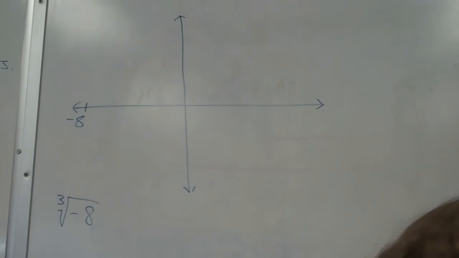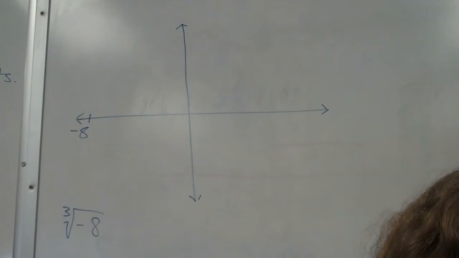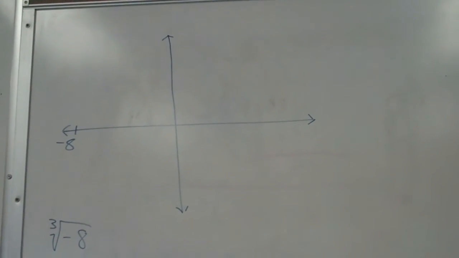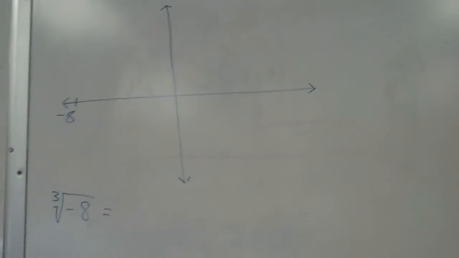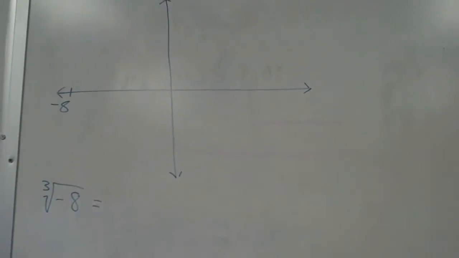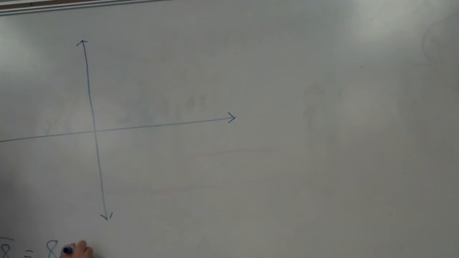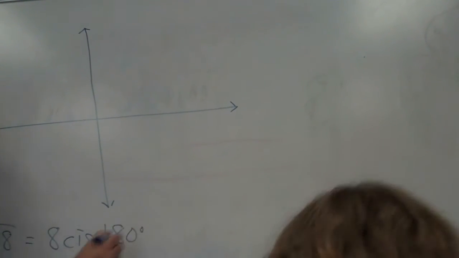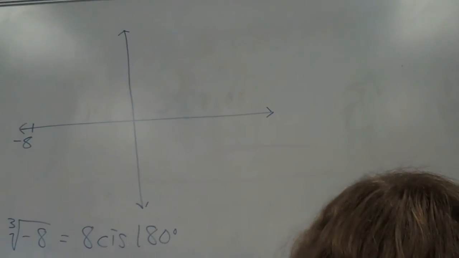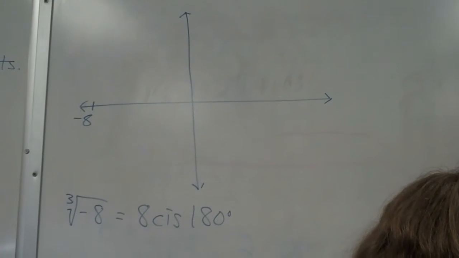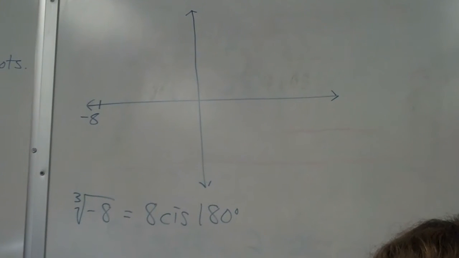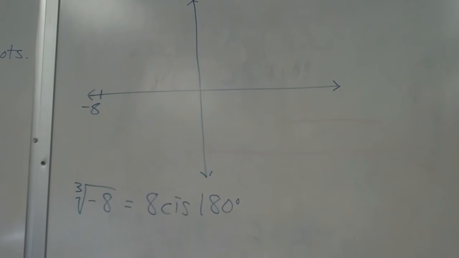-8 in polar complex form would be, you can give me this one. Polar complex form. 8 cis. Very good. 180. 8 cis 180. Very good. Because it's 8 units away from the origin, and it's right along the negative axis, so that's a 180-degree standard angle. So -8 is 8 cis 180.